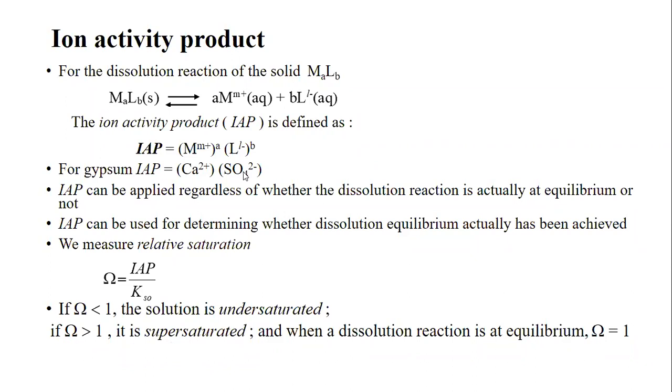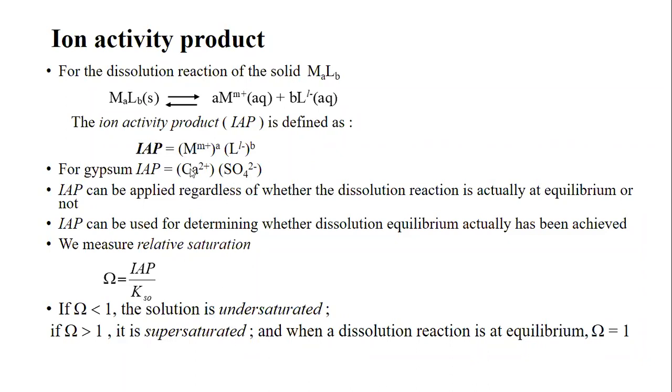If we have less, that means we do not have enough. We will never have the compound anyway. If you have more, it cannot stay. Some of these will combine together, will form a precipitate, will precipitate, and this will be reduced until this and this are equal. So that's why if you have supersaturated, it will not last.